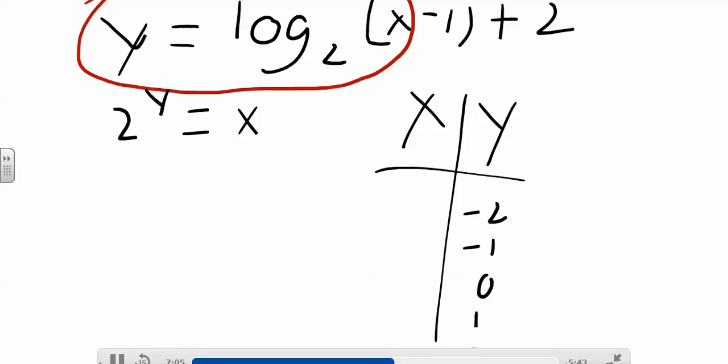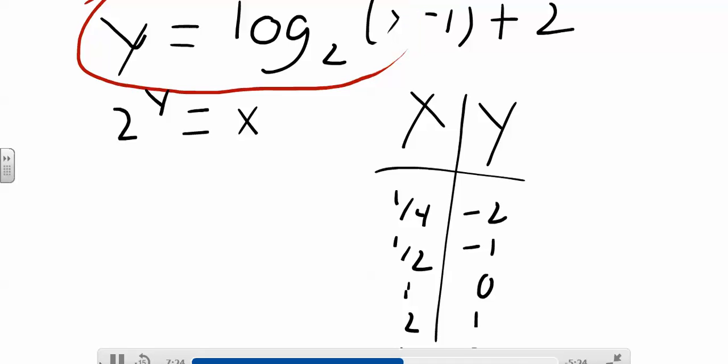2 to the negative second is a fourth. Negative first is a half. 2 to the 0, anything to the 0 is 1. 2 to the first is 2, and 2 to the second is 4. So same points. Then we're going to apply our transformations.